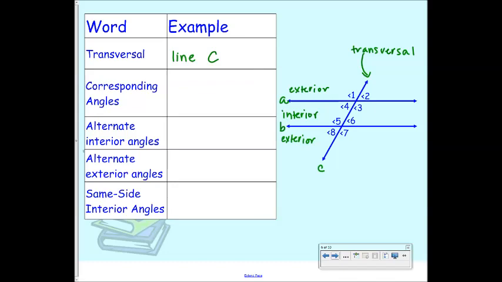Yes, Madeline. It could also be 3 and 5. Very good. So the other set would be 3 and angle 5. All right, so those are my alternate interior. And again, alternate means opposite, so they cannot be adjacent to each other.